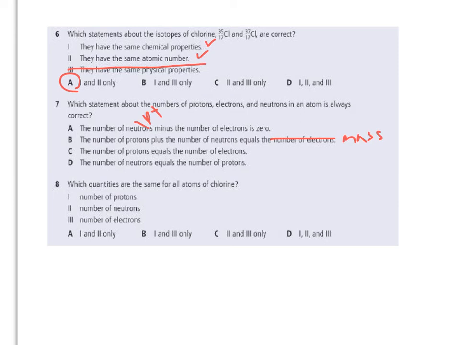C, the number of protons equals the number of electrons. That should be true in a neutral atom. And the number of neutrons equals the number of protons. That may be true, but it's not always true.